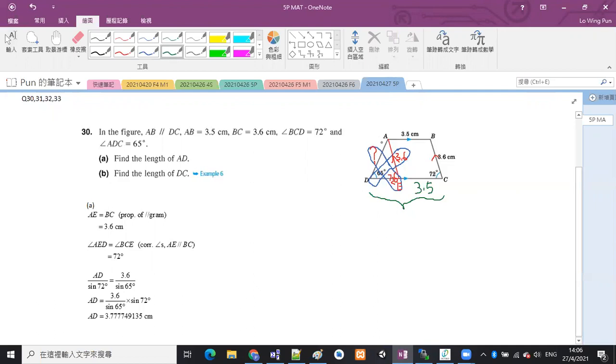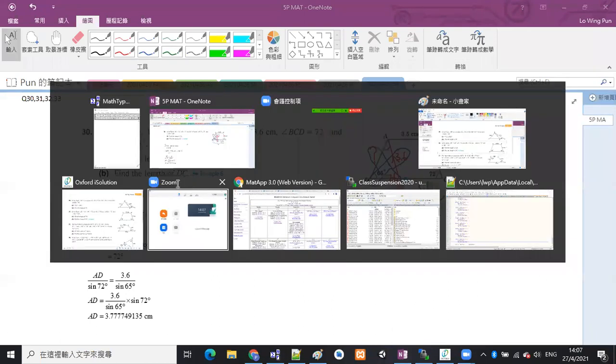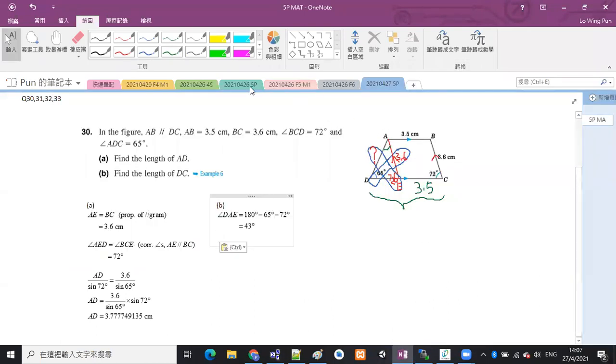Okay, but in triangle ADE, we have the first angle to be 65 degrees. We have the second angle to be 72 degrees. So we can actually find the third angle by using the angle sum of triangle first. Okay, so angle DAE is equal to 180 degrees minus 65 degrees minus 72 degrees. Okay, and that should be equal to 43 degrees. Am I correct? Yes. Okay. So if angle DAE is 43 degrees, that is this one.